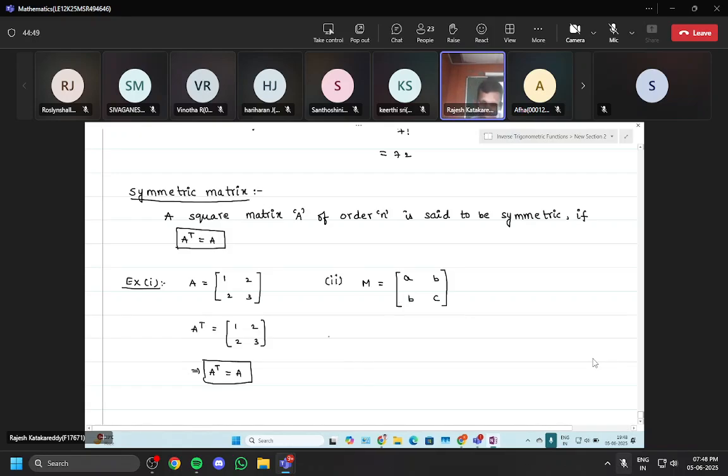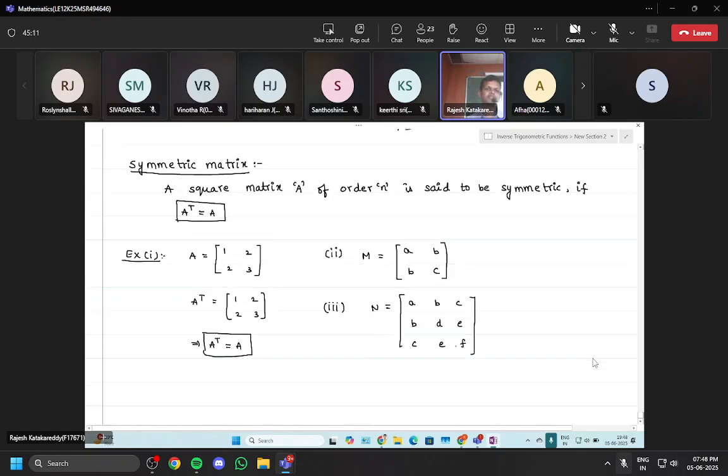The third one, if we are seeing for order 3, M is equal to, you can take A, B, C, and then this is B, D, E, C, E, F, and this is in general the order 3 symmetric matrix. Clear? Understood? This is how the symmetric matrix of order 3 looks like.